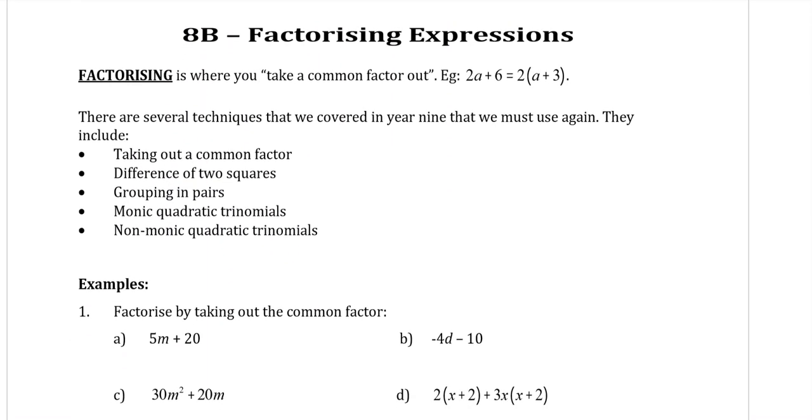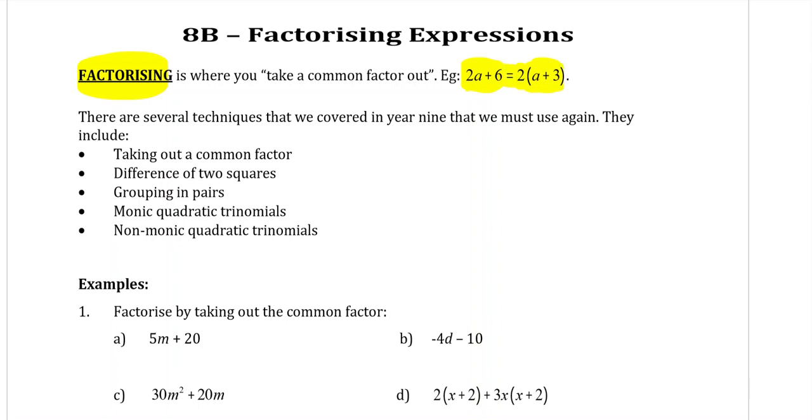Moving on to new things, which is factorising. So factorising, in its most simplest form, is where you take out a common factor. So if we have something like 2a plus 6, 2 is the common factor, and then we divide each term to put the leftovers inside the bracket. So 2a divided by 2 would just be a, and 6 divided by 2 gives the 3.